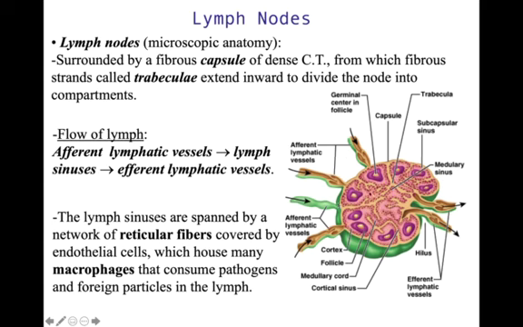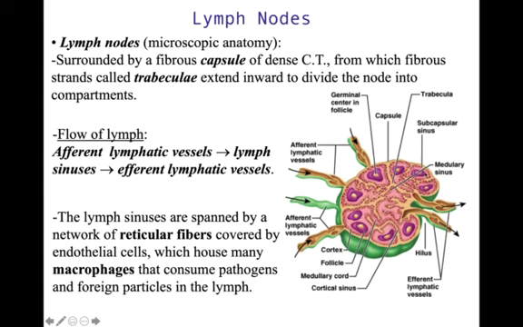Okay, so you have a network of reticular fibers in here supporting what? Well, they're going to support macrophages. They're going to support B cells and T cells, right? So as the lymph enters your lymph node, we have macrophages in there. We have B cells in here. We have T cells that help cleanse the lymph of any type of pathogens.